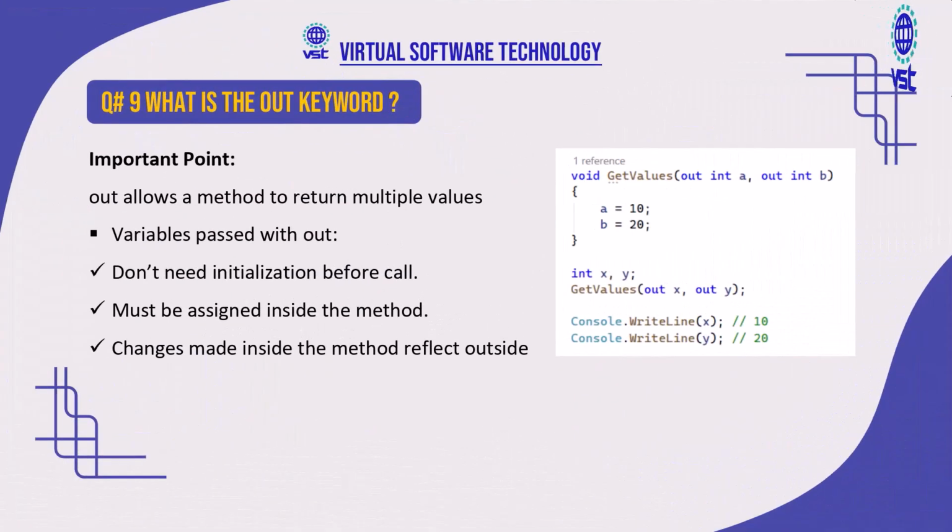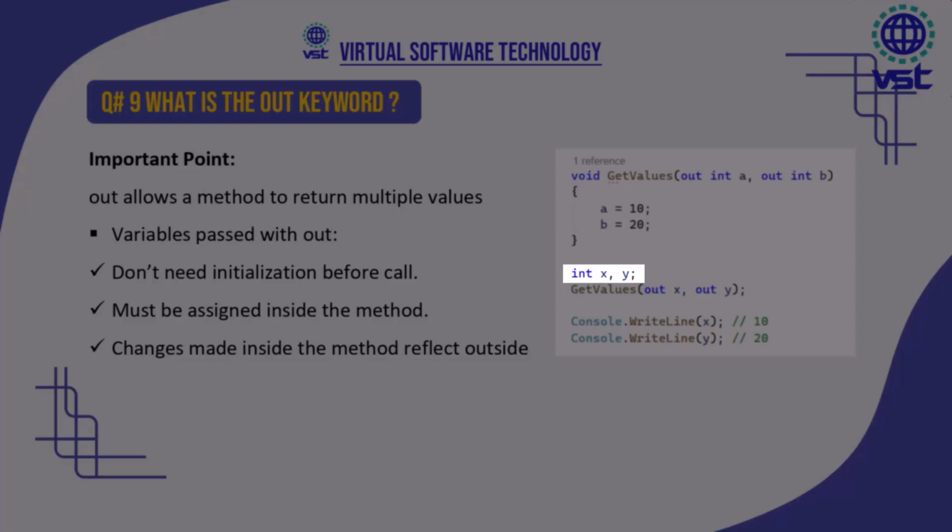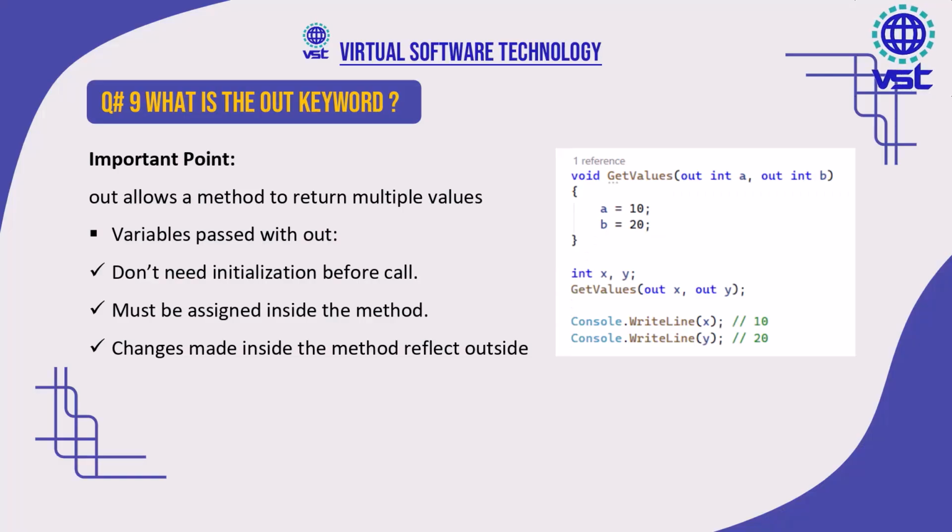Out allows a method to return multiple values. Variables passed with out don't need initialization before the call. They must be assigned inside the method. Changes made inside the method reflect outside.